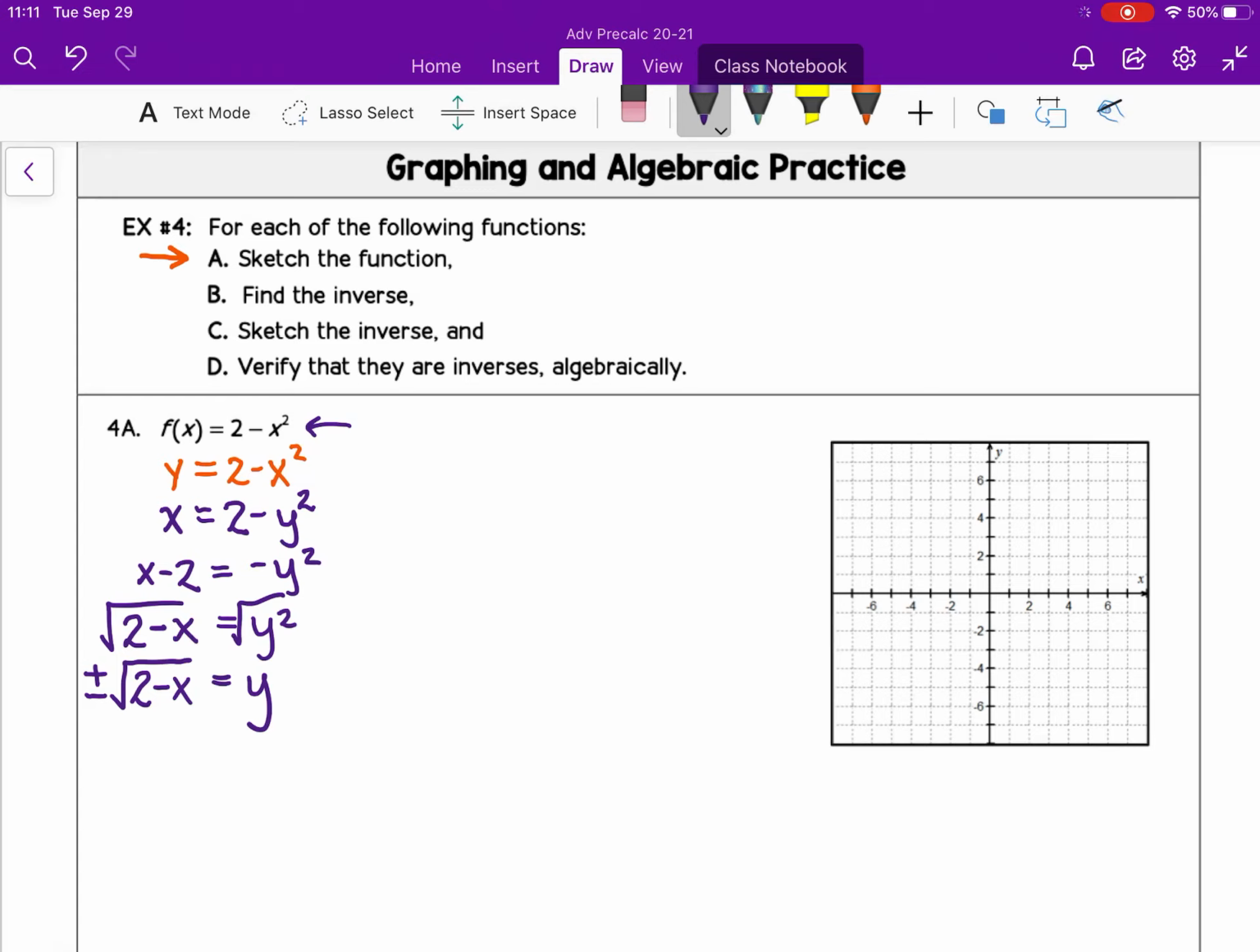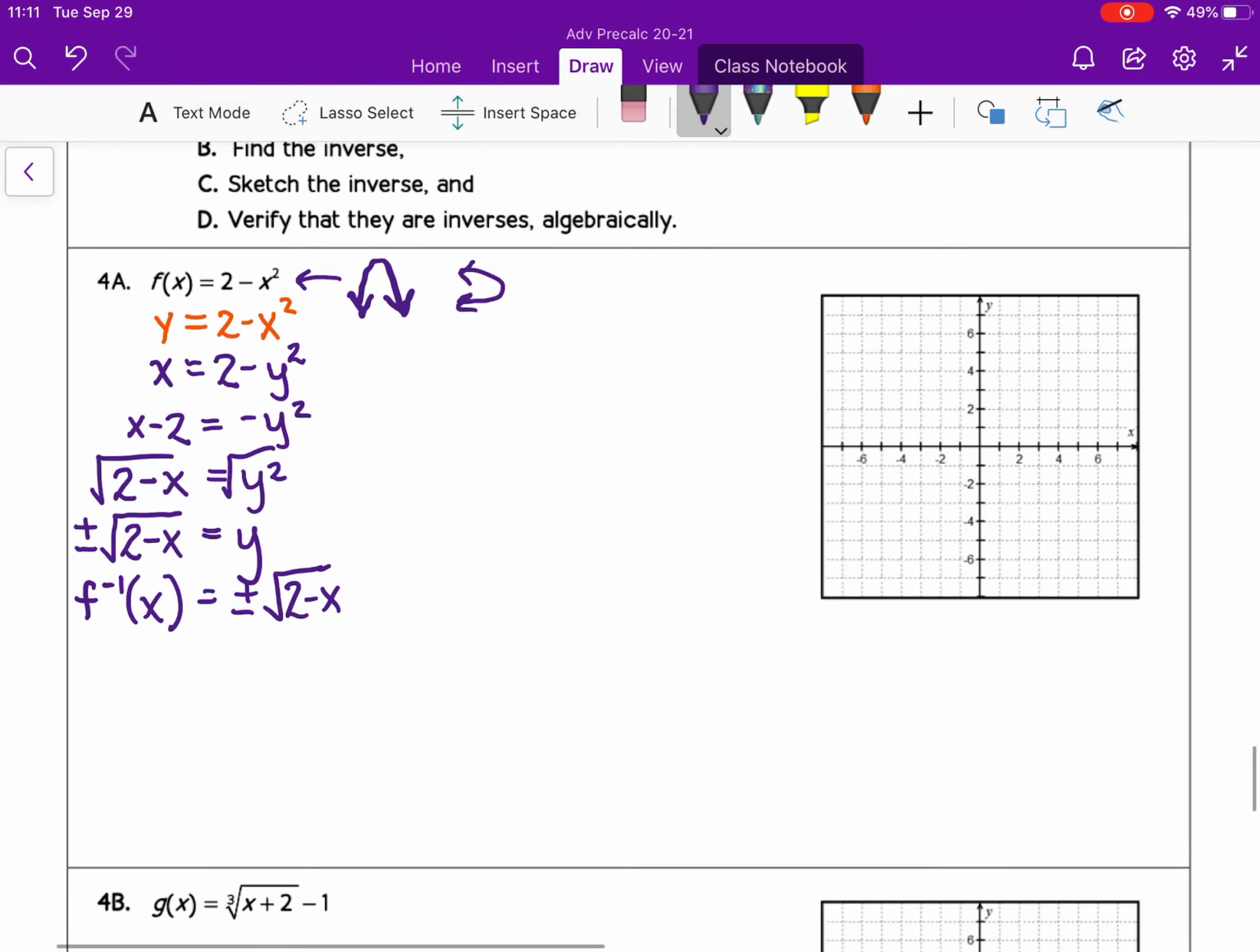If we think about what this is, we think, hey, that is a parabola. And it's a negative, so that means it's pointed down. So a negative parabola. Well, if I think about turning that sideways to be the inverse, so switching the x and y, I already know that it is not one-to-one. Okay, but I did find the inverse. So the inverse would be f to the negative 1 of x equals plus or minus square root of 2 minus x.